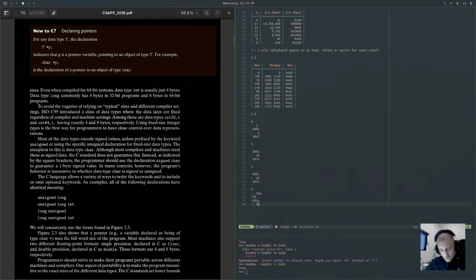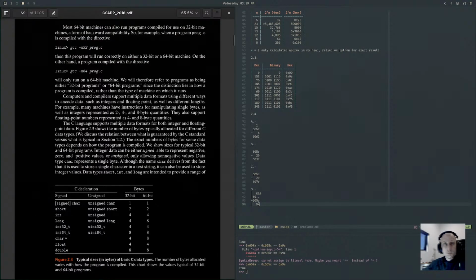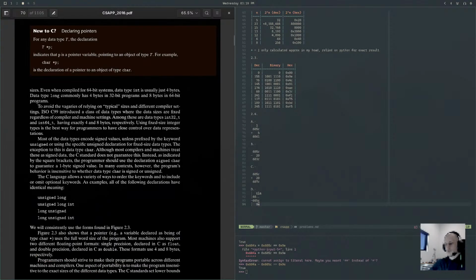Typical size in bytes of C data types. The number of bytes allocated varies with how the program is compiled. This chart shows values typical of 32-bit and 64-bit programs. Declaring pointers. For any data type T, the declaration T *p indicates that p is a pointer variable pointing at an object of type T. For example, char *p is a declaration of a pointer to an object of type char.